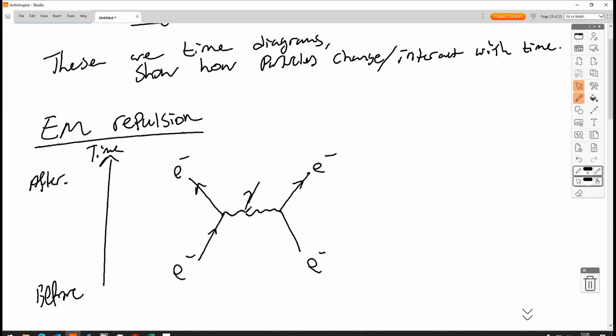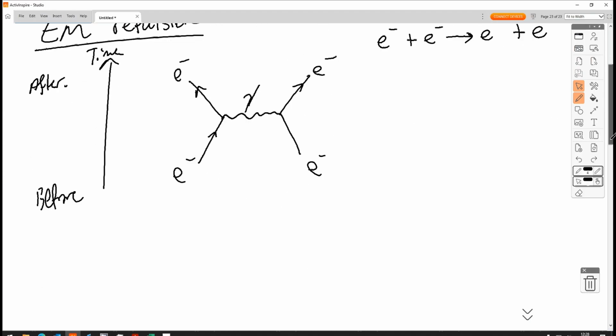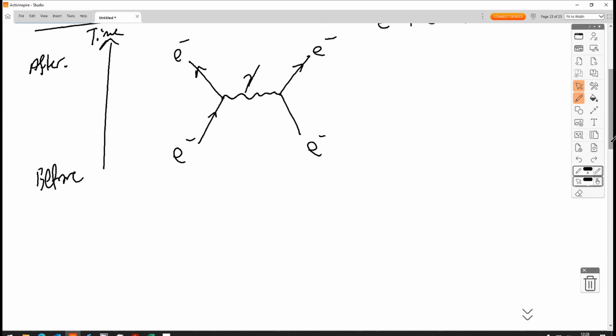Now let's write what this is as an equation. So in the beginning, you've got an electron plus an electron. And afterwards, you've got an electron plus an electron. That's repulsion. You start with 2 electrons, you end up with 2 electrons. Right, I'm going to quickly do the rest of them and then we can ask questions later.